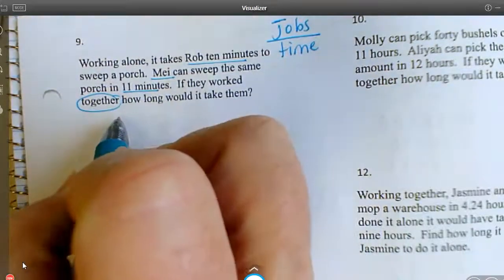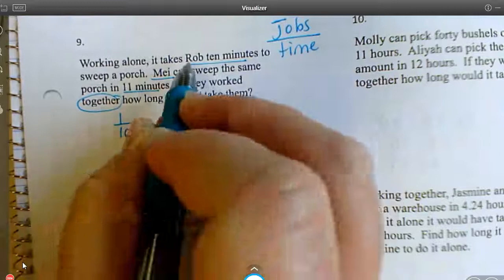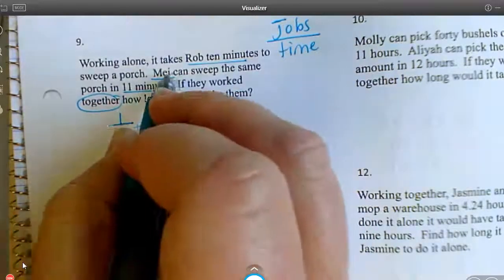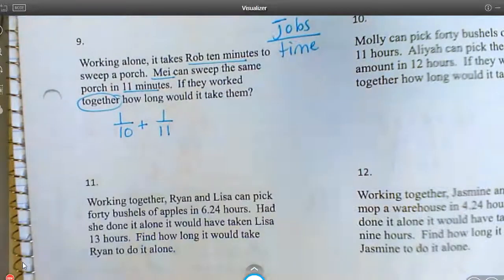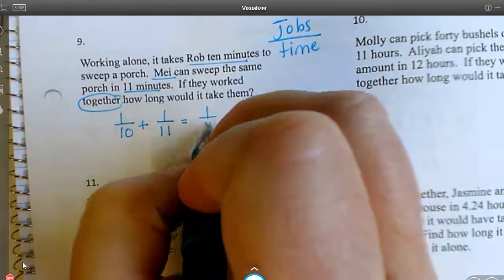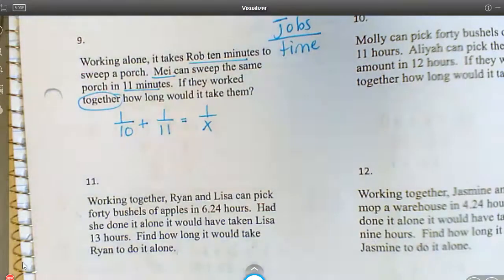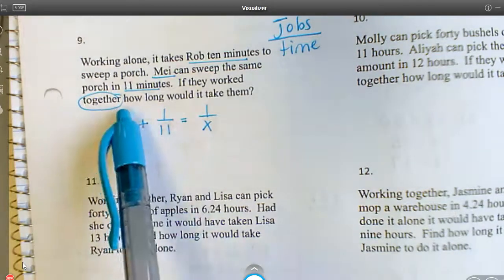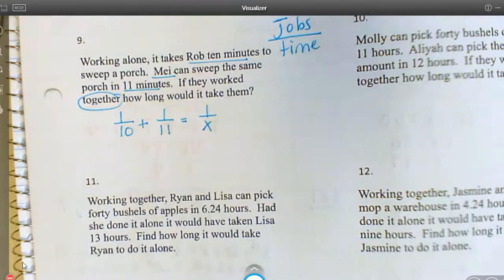So in this case, it's going to be 1 over 10 for Rob. May is going to be 1 over 11. And we're going to equal it to 1 over x because we're looking for how long it takes them to do it together. Again, the ones are because it's only one job that you're looking at. If it was several jobs, then you would put how many ever jobs it would be on top. Now, after setting it up that way, it's just a problem like we were doing on the other side where we get a common denominator, we add it, and then work it out.